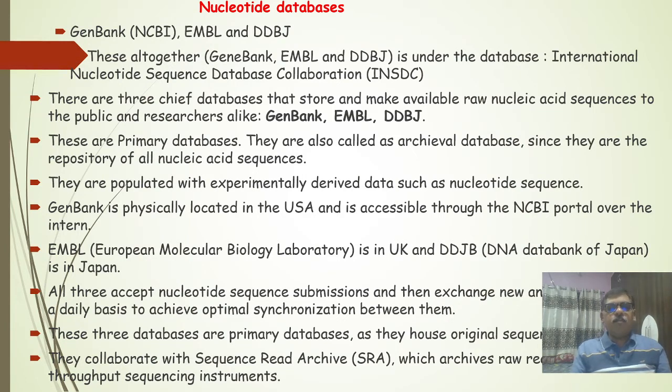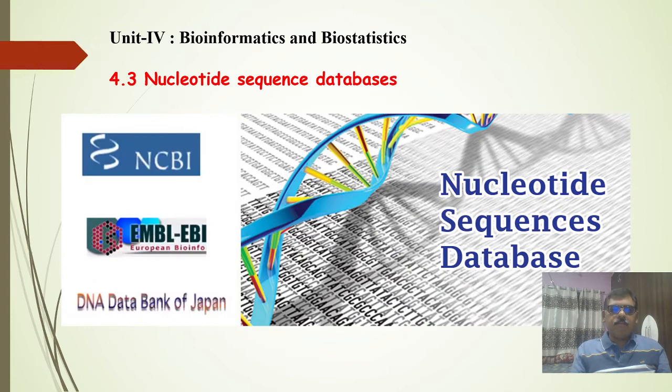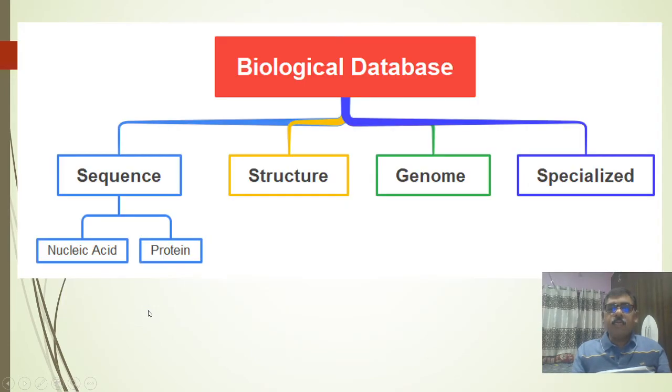Among them, these are the three important nucleotide databases: GenBank, governed by NCBI, then EMBL, and the DDBJ. These are the three important nucleotide databases that we have to discuss. That is GenBank from NCBI; EMBL, the European Molecular Biology Laboratory, which is maintained by the European Bioinformatics Institute; and the DNA Data Bank of Japan.